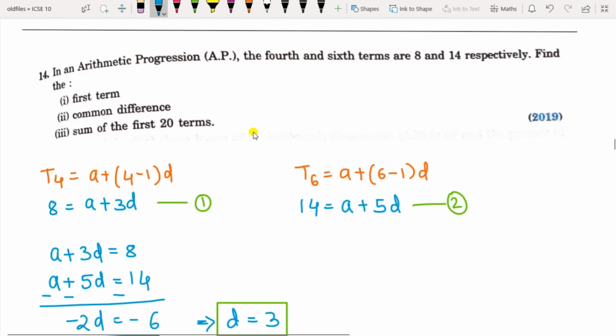Question 14, this was asked in 2019. In the arithmetic progression AP, the fourth and the sixth terms are 8 and 14 respectively. Find the first term, common difference and the sum of the first 20 terms. So it is the same as above.